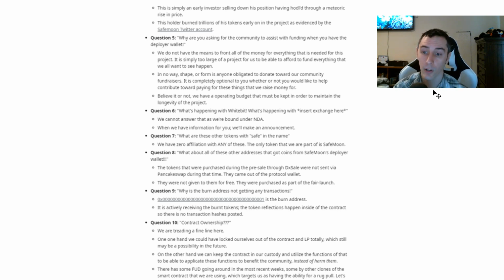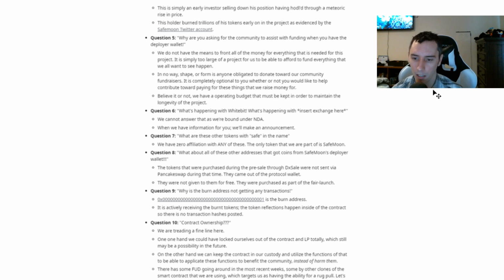Question 10, contract ownership. They said, we are treading a fine line here. On one hand, we could have locked ourselves out of the contract and liquidity pool totally, which still may be a possibility in the future. On the other hand, we can keep the contract in our custody and utilize its functions to benefit the community instead of harm them.